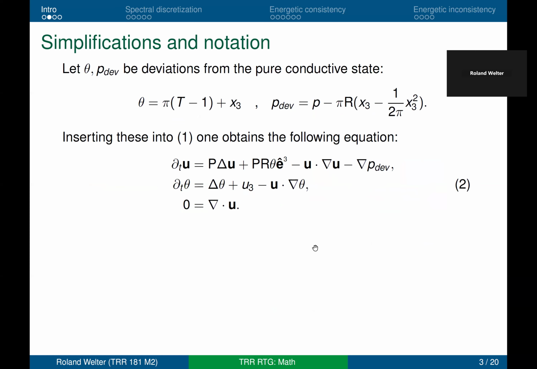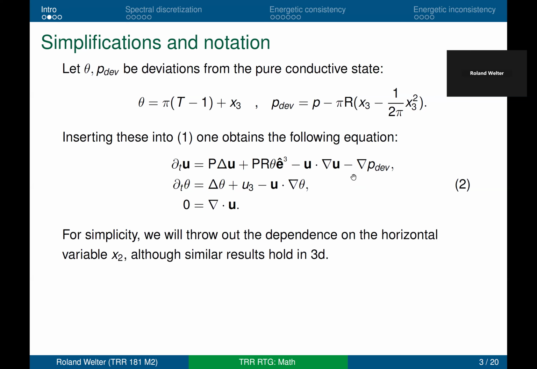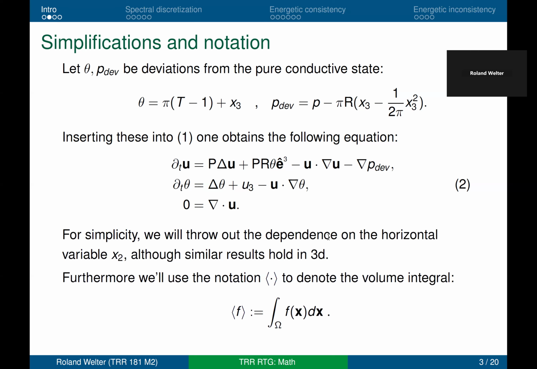Before we begin, we'll make some quick simplifications. We convert to a temperature variable theta by subtracting off a linear profile such that theta has zero boundary conditions. And in this variable, the equations become as follows. And for simplicity, we'll throw out the dependence on the second horizontal variable, although the results that we'll talk about today hold in 3D as well. Furthermore, we'll use the angle bracket notation to denote the volume integral.